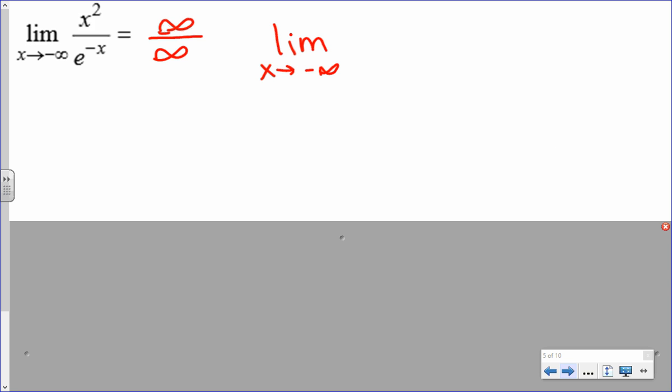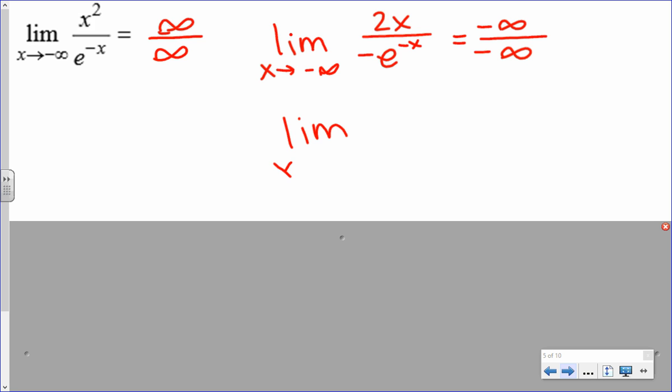Okay, so we would have 2x over negative e to the negative x when we apply L'Hopital's rule. Now we have negative infinity over negative infinity again. We can use L'Hopital's rule as many times as we need to, as long as it is necessary. Remember, it has to be indeterminate in order for us to be able to use L'Hopital's rule. So we do it again, that's perfectly fine, and we get 0.